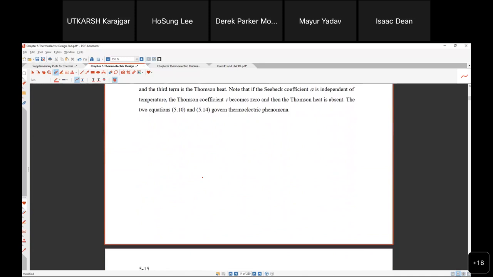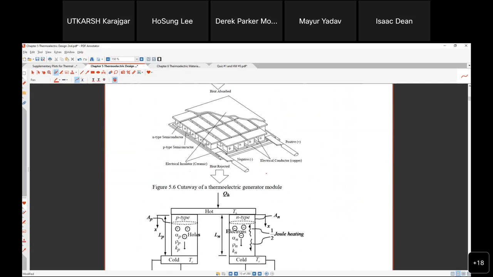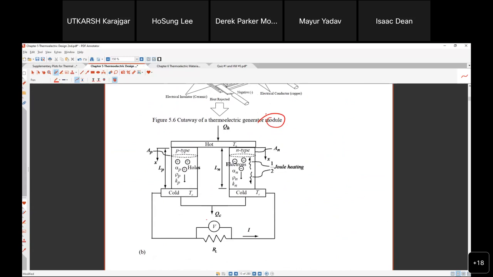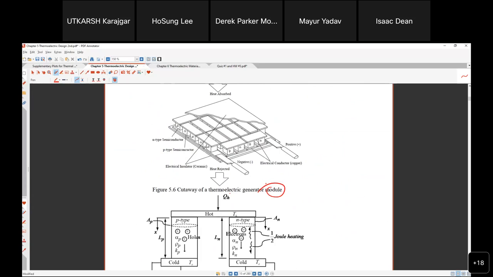So when we consider this, this is a module we call. It consists of n-type, p-type, one couple. This is one couple, and a number of couples. This is a conductor. But this is a ceramic, both. This and this is a ceramic, usually insulated. So that is a commercial module.